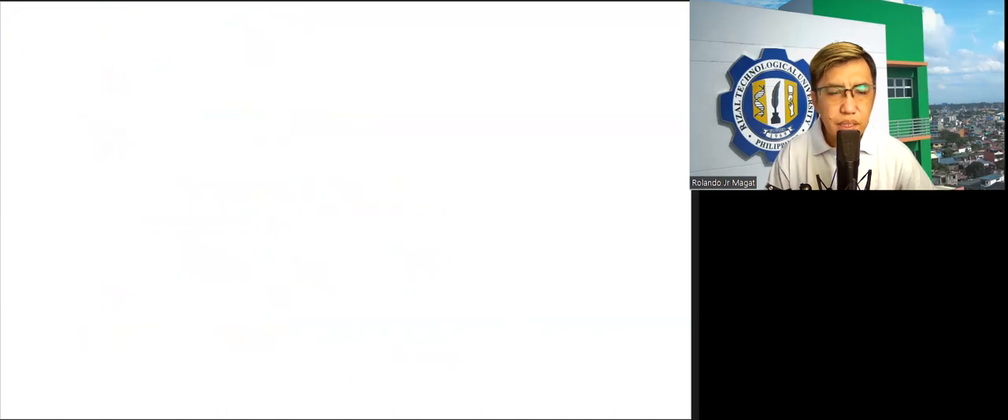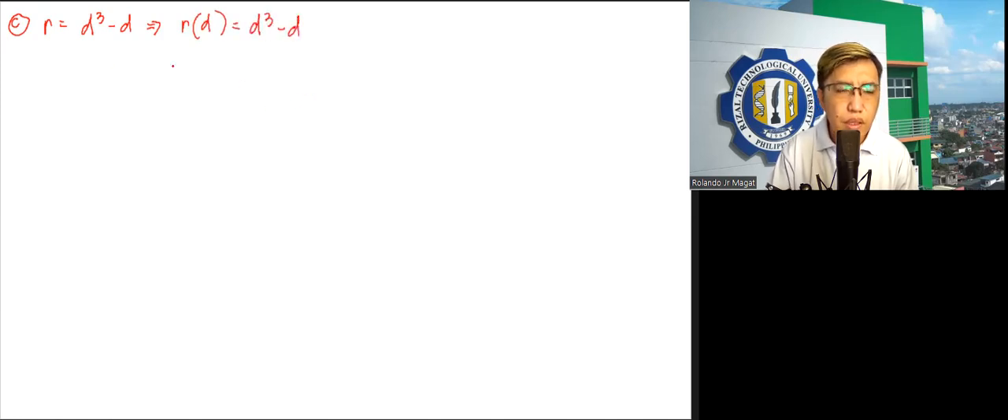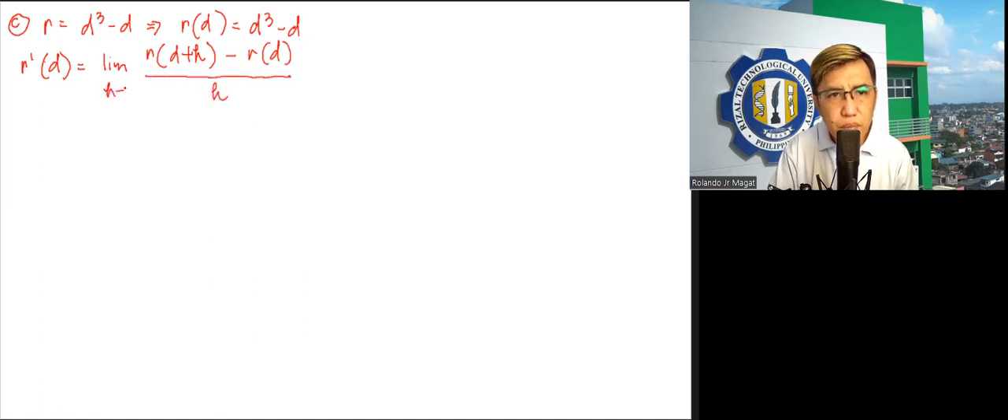Okay, next, for letter C. For letter C, we have r is equal to d cubed minus d, which implies that we can write it as r of d is equal to d cubed minus d. Okay, so solving for r prime of d, we have the definition, the limit of r of d plus h minus r of d all over h as h approaches 0.